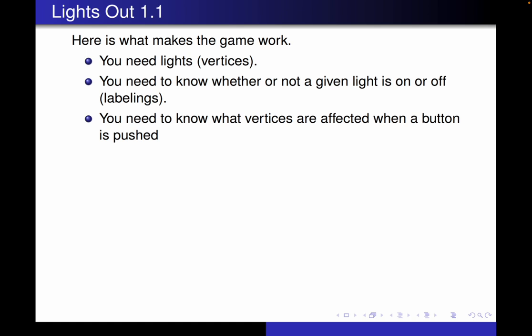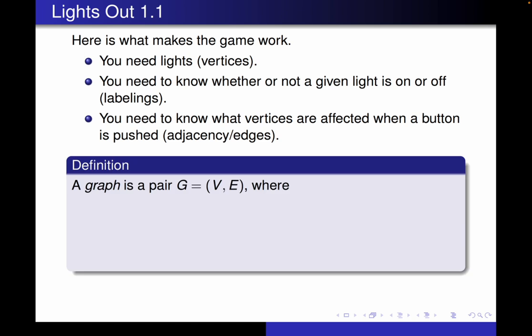We need to know when we push a vertex, when we toggle a vertex, what vertices are going to be affected. Of course, the vertex that is being toggled will be affected, but also the ones that we consider adjacent, right? So whatever our mathematical structure is, it's got to take into consideration these adjacencies, and that leads us to edges. And so this leads us to the definition of a graph. A graph is just a pair of sets. V is the set of vertices, E the set of edges, where V can be literally any set. We call it the vertex set.